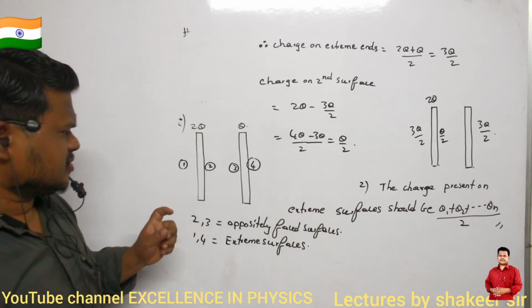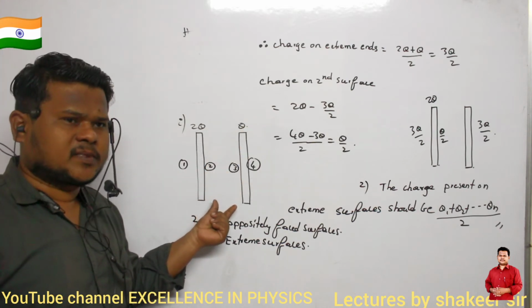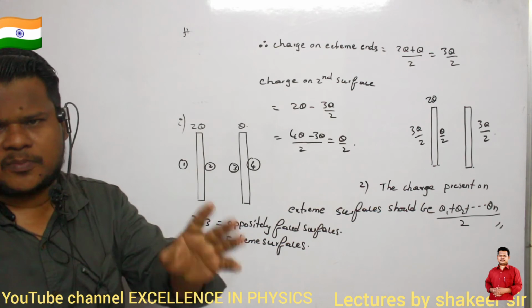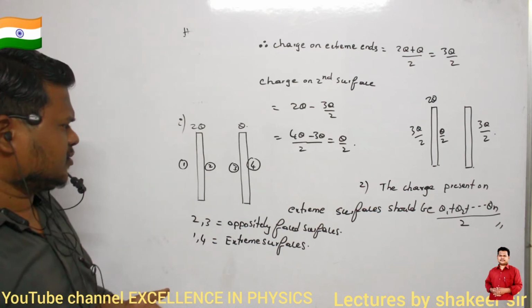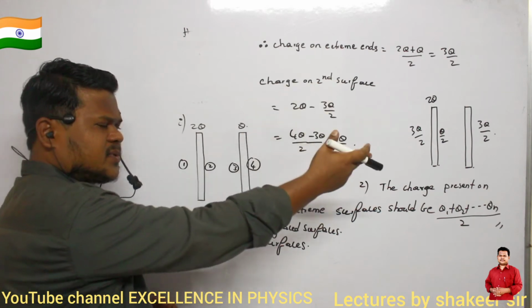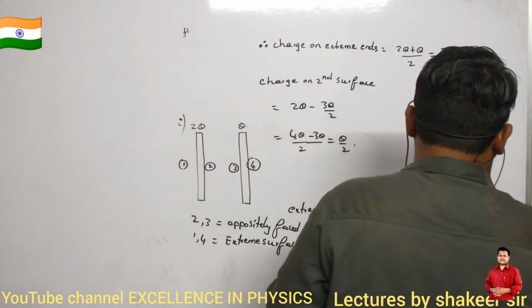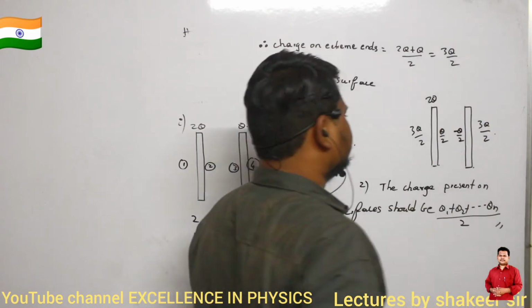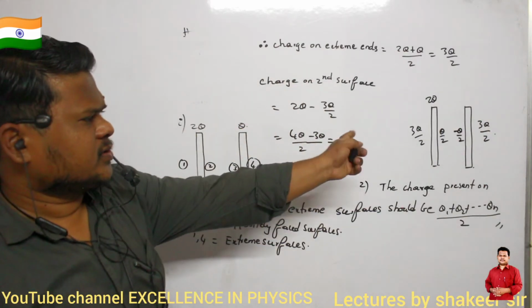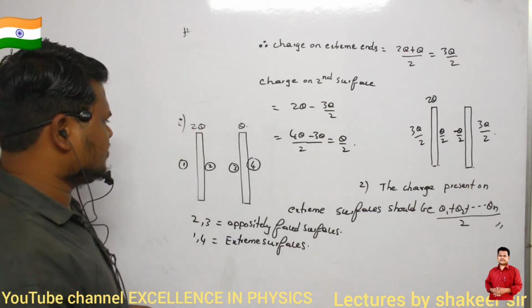Clear? The first statement which we have written is that the surfaces which are facing each other should have equal and opposite amounts of charge. That's what we have written, no? So what is the charge on the second surface? Q by 2. So the charge present on the third surface should be minus Q by 2. That's all, no? Now you check the charges which are present on both of them. See if they are equal or not.